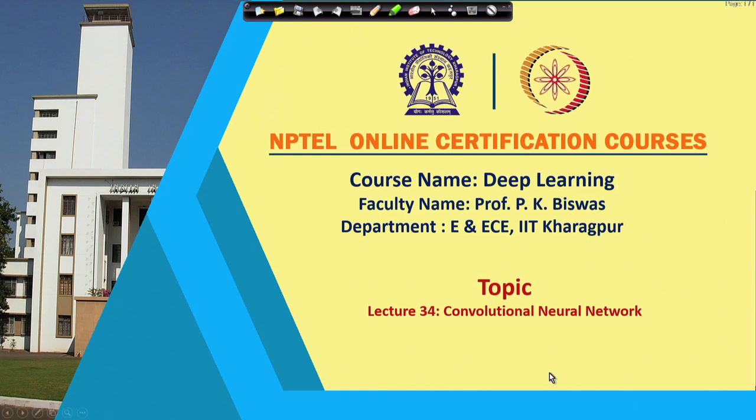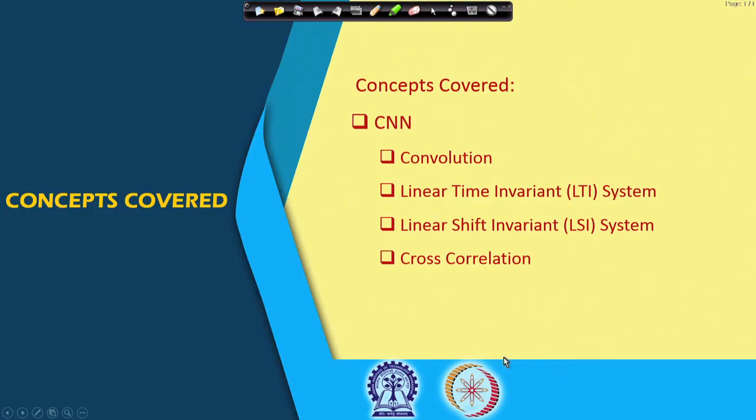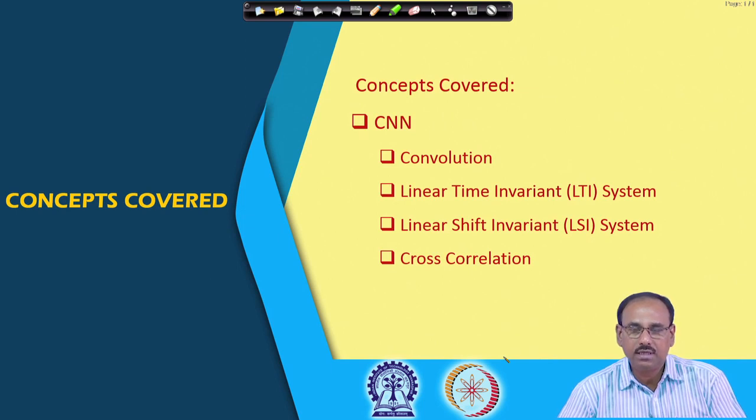Today, we will start discussing another very important tool of deep learning, which is the convolutional neural network, or in short, CNN. So, we are going to talk about CNN, or convolutional neural network. When I talk about this, we will touch upon the topic of convolution. And while we talk about convolution, we will also try to see what is meant by a linear time invariant system or LTI system. We will also talk about what is a linear shift invariant system or LSI system.